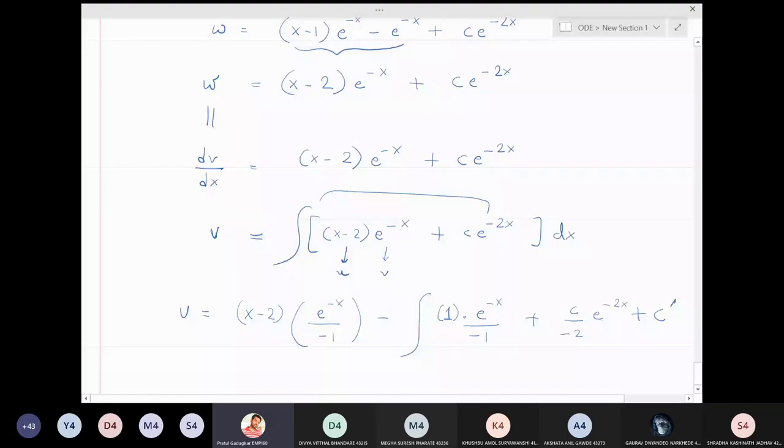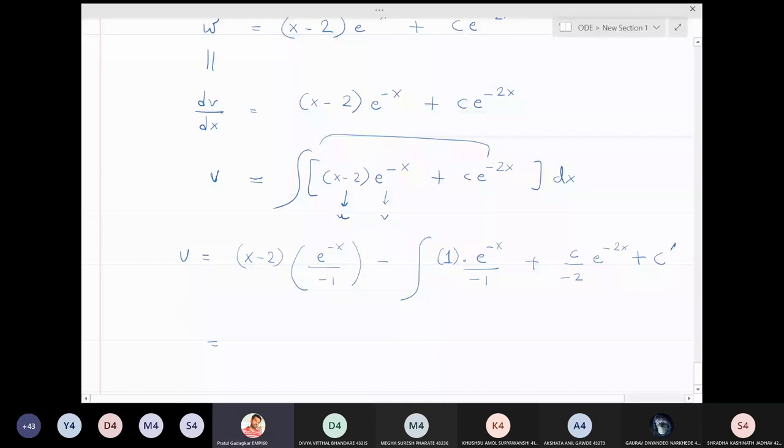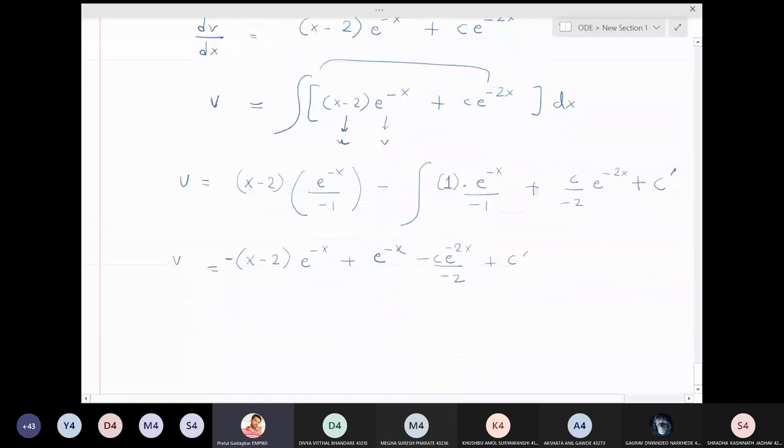Which is x minus 2 e power minus x, the minus sign, let's make this plus e power minus x, minus c e power minus 2x upon 2, plus c dash. This is v. I really don't want to simplify this because I know that we are very close to the solution. Therefore, y is equal to v into y1. Who was your y1? Y1 was e power x. So y is equal to v into e power x. So this means that y is equal to this v multiplied by e power x.